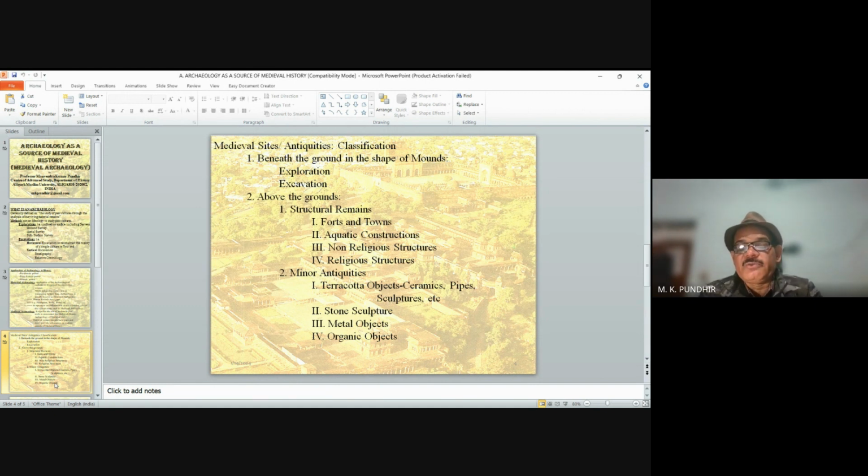A large number of scholars are of the opinion that medieval archaeology is a part of historical archaeology. But I would like to tell you one very important aspect: medieval archaeology has a difference from historical archaeology. How is historical archaeology different from medieval archaeology? Medieval archaeology has a majority of structures and sites surviving above the surface.